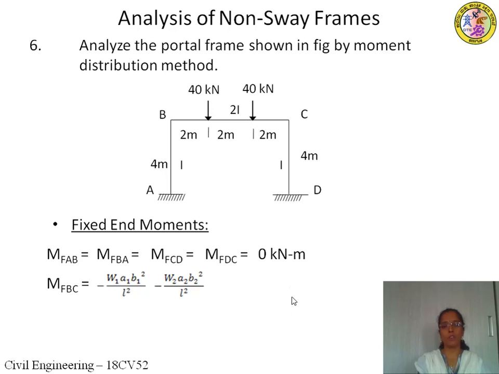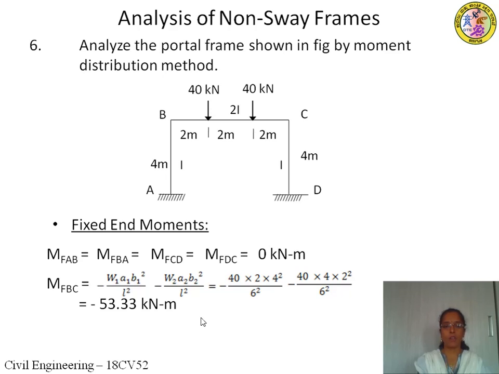Let us substitute the values. So minus 40 into 2 into 4 square by 6 square, and for the second loading, 40 into 4 into 2 square by 6 square. If you simplify this, it will be minus 53.33 kilonewton meter.